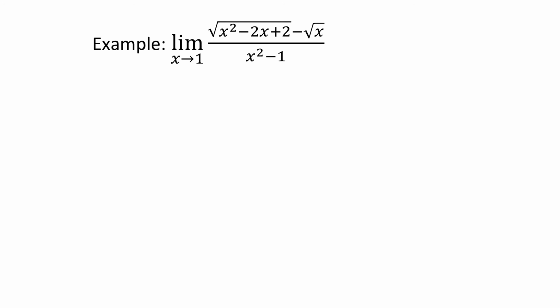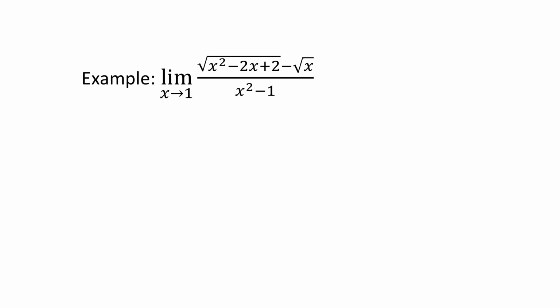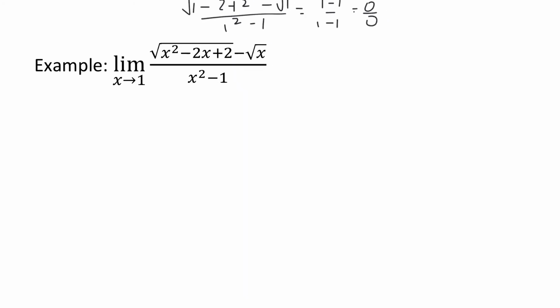So I'm assuming you gave it a try, and hopefully you realized that it is indeed giving you 0 over 0. It's good to check. So when you plug it in here, you get the square root of 1 minus 2 plus 2, minus square root of 1, over 1 squared minus 1. That's going to be 1 minus 1 over 1 minus 1, which is 0 over 0. So we've got to do something. We've got to do more work. And in particular, we're going to rationalize.